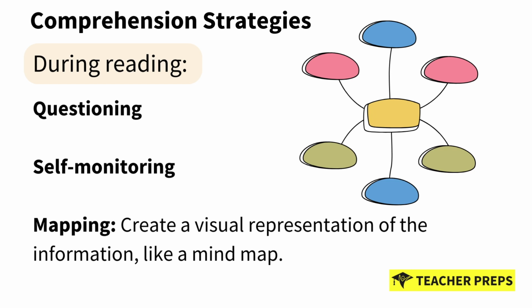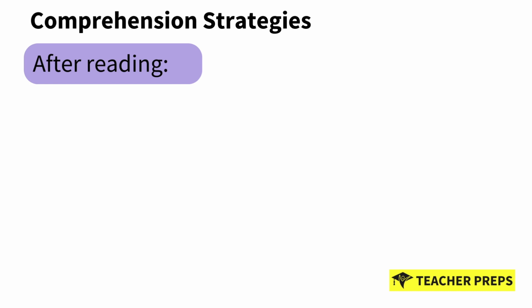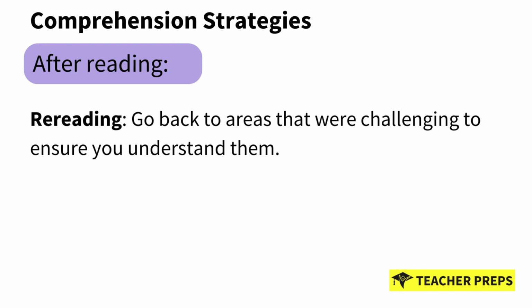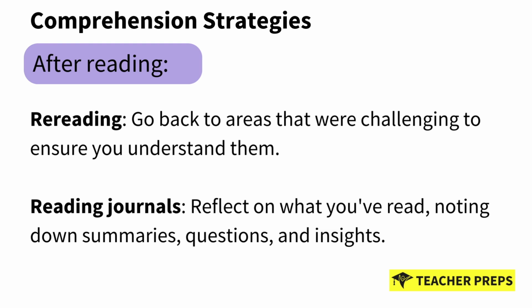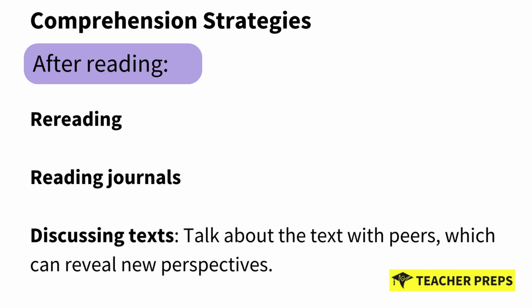Now it's time to discuss reading strategies for after reading. This can include rereading. This is when you go back to areas that felt challenging to ensure that you totally understand them. Next is using reading journals where students reflect on what they've read, noting down summaries, questions, and insights. And lastly, we have discussing texts. Here, this is when we talk about the text with a partner, a peer, a friend, which can help reveal new perspectives when you talk with another person about it.